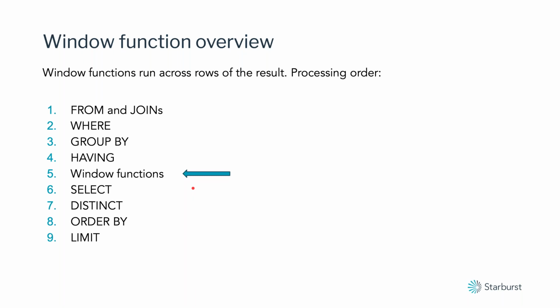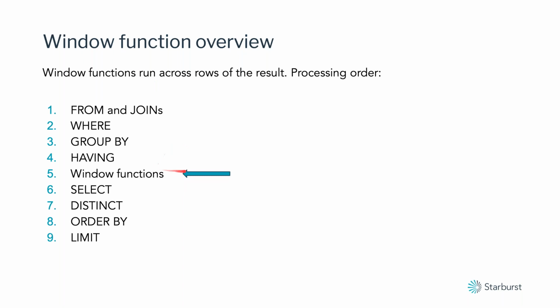Normally in a query, you process the from and the joins, and then you process the where clause to filter out rows. Then you process group by and run aggregations, and then you run the having clause to filter out rows based on the results of aggregations. And you can think of that as the output of the query, or almost the output, because you can use the select clause to drop columns, but that's the output of the query that's going to be going into window functions.